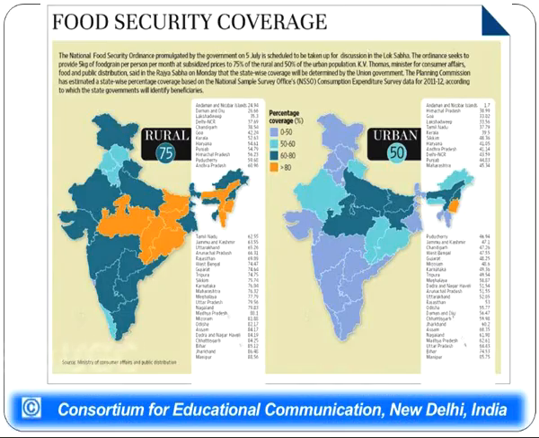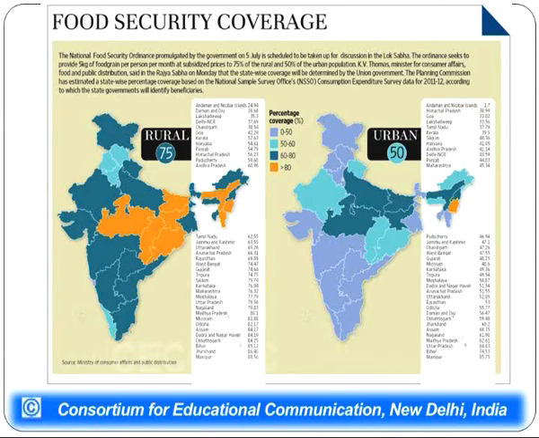You can see this, a new initiative started by government about the food security coverage, providing the employment opportunity to the people in rural area and also in some part of urban area. Now you can see the left side, the rural, almost 75% coverage of the whole country, but on the other hand 50% coverage of the urban areas.